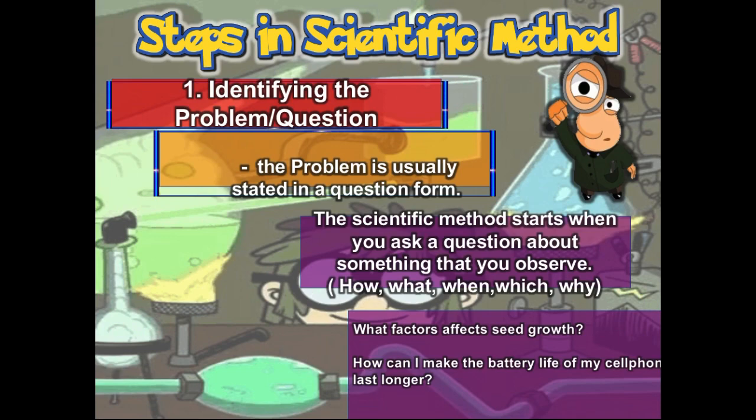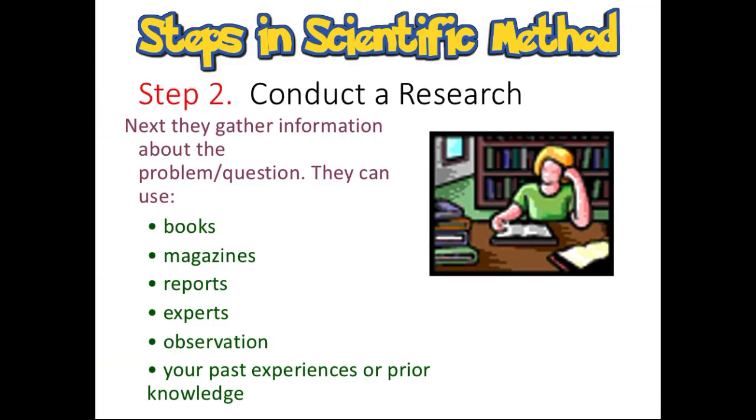After identifying the problem, proceed to the second step. And the second step is conducting research or gathering information about the problem. You can use books, magazines, reports, or you can ask an expert. And you can also gather information by observation and from your experiences or prior knowledge.